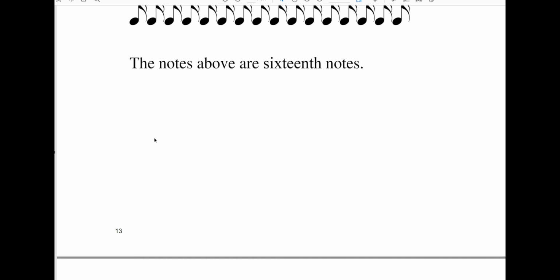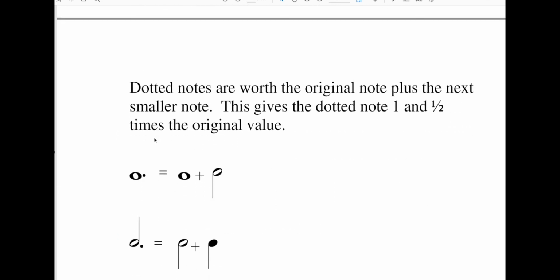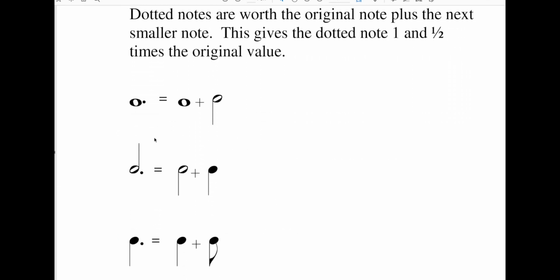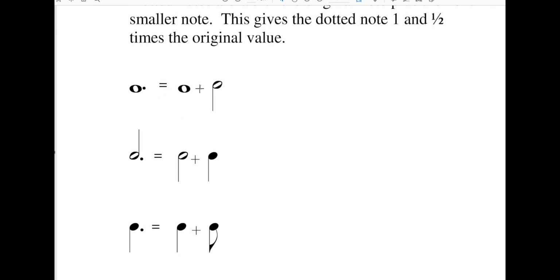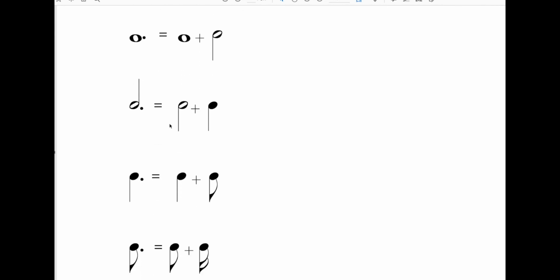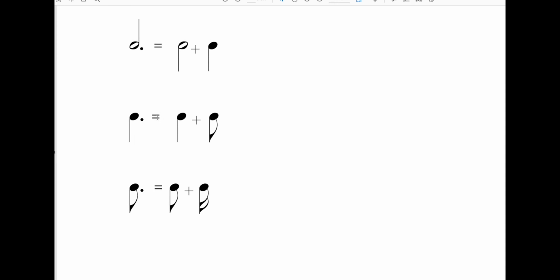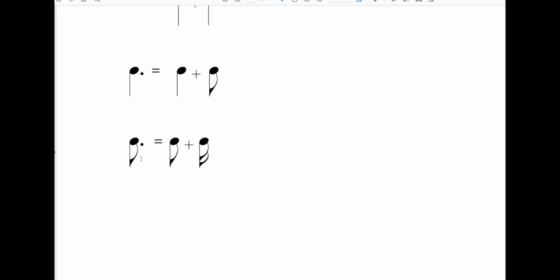But it's nice to remember, I think, that it's the next smaller note. It makes it a little bit clearer for students when they're trying to figure some things out that we're going to do in this class. So here you go. You can see that a dotted whole note is equal to a whole note plus a half note. A dotted half note is equal to the original note, the half note, plus the next smaller note, the quarter. A dotted quarter is equal to a quarter note plus the eighth note, and a dotted eighth note is equal to an eighth note plus the 16th note.